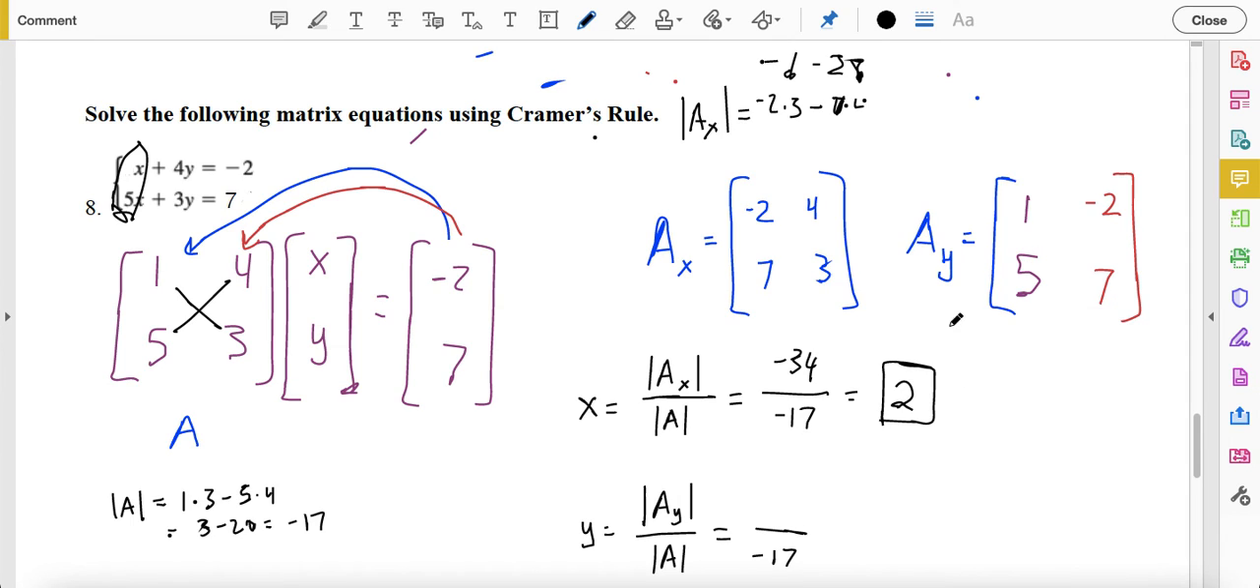And then to find y, we find the determinant of AY, which is 1 times 7. Again, remember, diagonal minus the other product of the diagonal, minus 5 times -2. That is 7 plus 10, which is 17. So AY is 17. We got 17 over -17, which is -1.